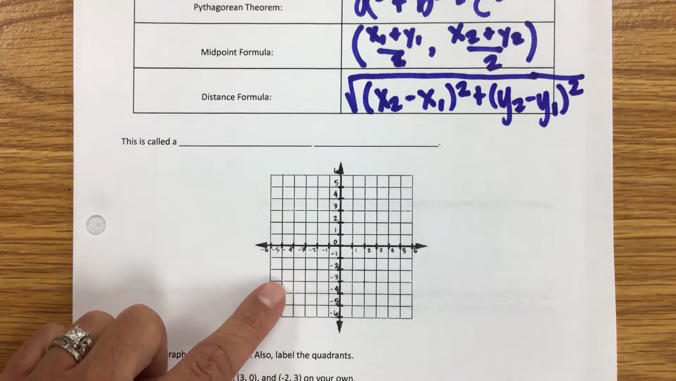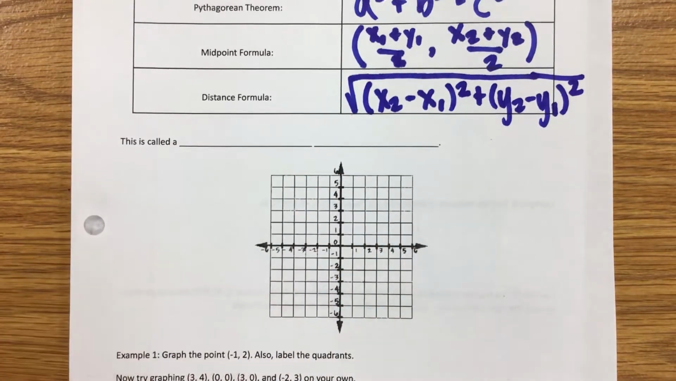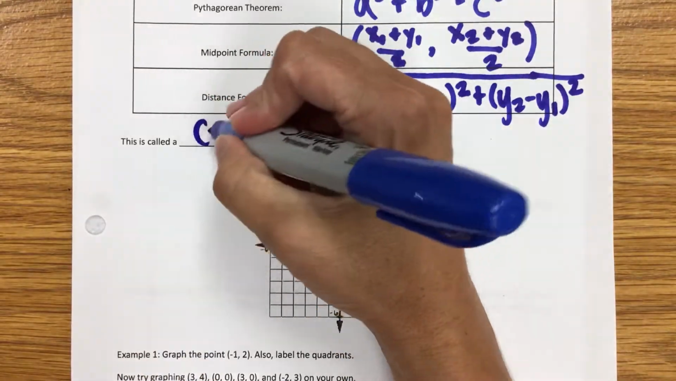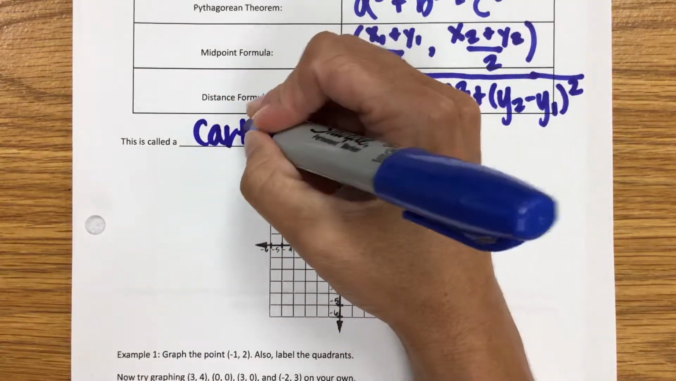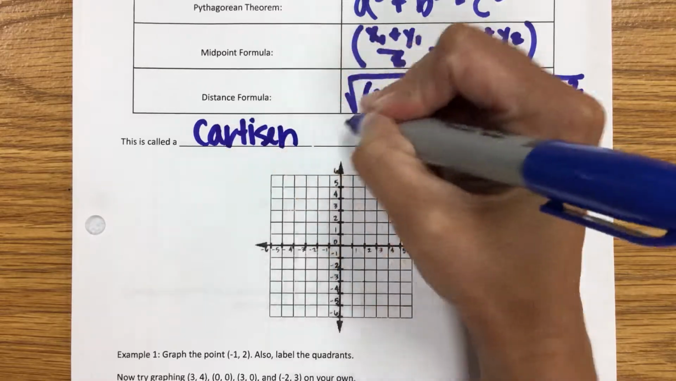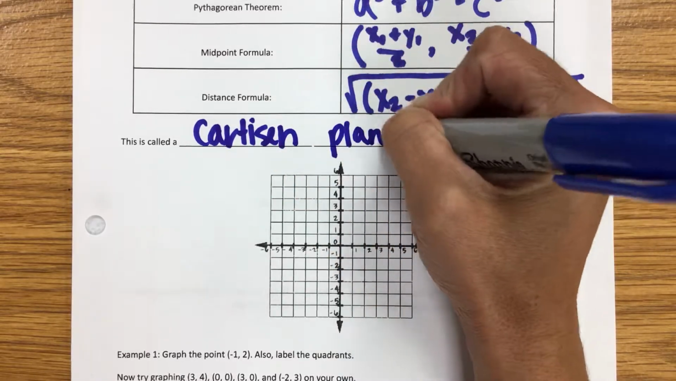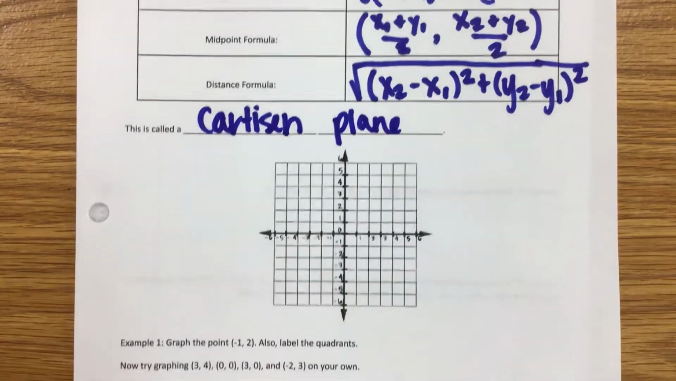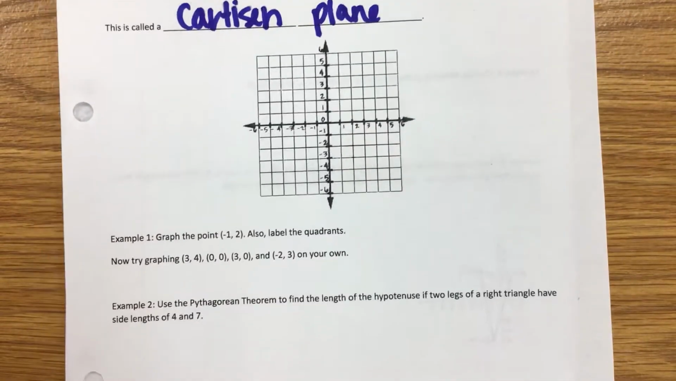When you see a graph like this that you can graph points on and lines and things, it is technically called a Cartesian plane. It's when you have an x and a y axis and you can plot points on it. So we're going to review plotting points.